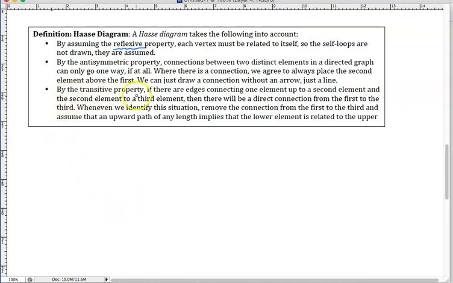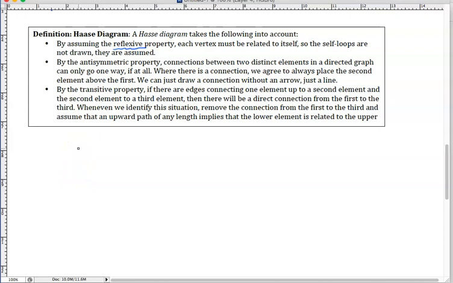Now, by the transitive property, if there are edges connecting one element up to a second element and the second element to a third element, then there will be a direct connection from the first to the third. So we don't need to draw extra lines. As long as a line goes through three elements, we know that the first and the third element are automatically connected by the transitive property. So that cuts down on the number of lines that we're using.